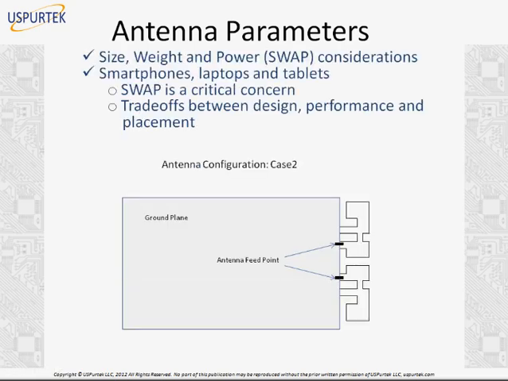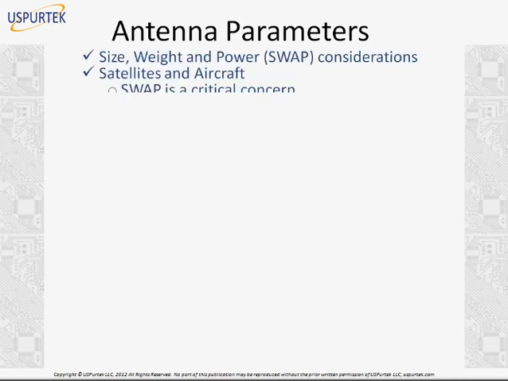The other way of doing it is you just place them side by side, when you don't want to have two antenna feed points far apart from each other on each side, but of course it will sacrifice some performance. The gain will be maximum only in one direction, on the side direction, not in the other direction. So there is a trade-off there. This is one example of a trade-off between design, performance, and placement. Okay.